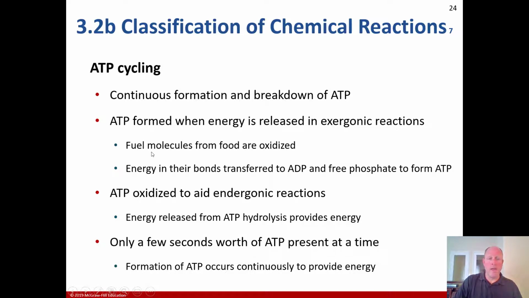Okay, and basically fuel molecules from food are oxidized, right? And then the energy in the bonds is transferred to ADP and free phosphate to form ATP. And ATP is oxidized to aid endergonic reactions, where energy is released from ATP through hydrolysis to provide energy. Okay, and only a few seconds worth of ATP is present at a time. ATP is not stored in the cell to give you energy for more than 1 to 5 seconds, as we said before. Okay, ATP is going to come up a lot in future units here.